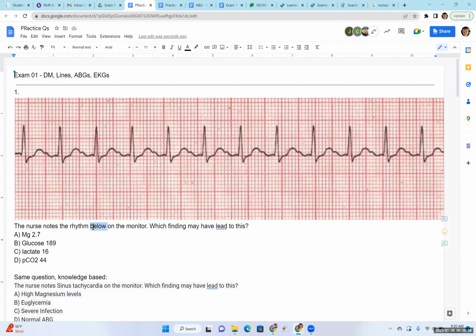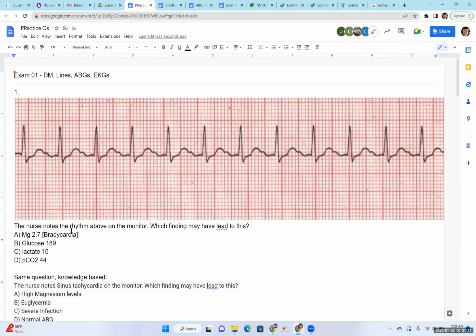There's the rhythm above. So why is it not A? If you're writing along, you can put down this is bradycardia, right? Now, if it was low mag, does that cause tachycardia? Not really. That'd be more torsades.